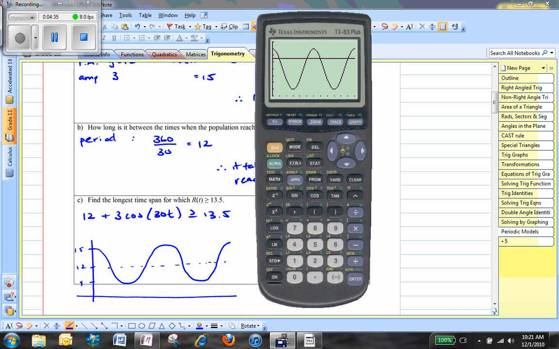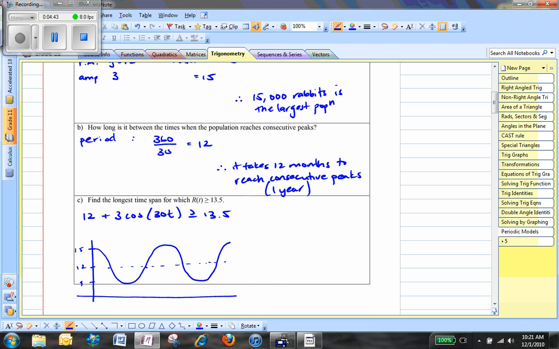So this is the graph that I have on my screen, and this is the one that I have on my page. Basically, what I want to find is where this happens and this happens, because the span of time from here to here is the longest span of time that it's above 13.5.